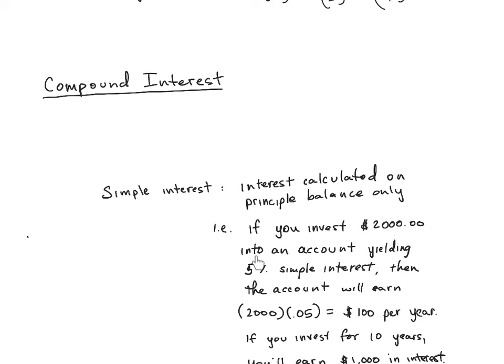So if you invest $2,000 into an account yielding 5% simple interest, then the account will earn 5% of $2,000, which is $100. It's going to earn $100 per year. So the interest is always going to be 5% of the original principal balance, which is $2,000. So it's $100 per year interest. So if you invest for 10 years, you're going to get $100 per year. So you'll earn $1,000 in interest. That's simple interest. It's interest that's calculated on the principal balance only.